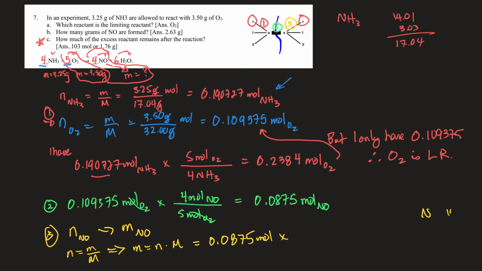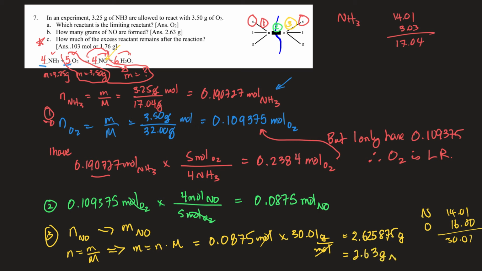Let's figure that out. Nitrogen is 14.01 and oxygen is 16. Notice I just used one oxygen because in the equation here there's just one oxygen. So that'd be 30.01 grams per mole. So that number that I just got times 30.01 is 2.62625875 grams. Rounding, probably 3 sig figs everywhere. Yep, so 2.63 grams nitrogen monoxide.